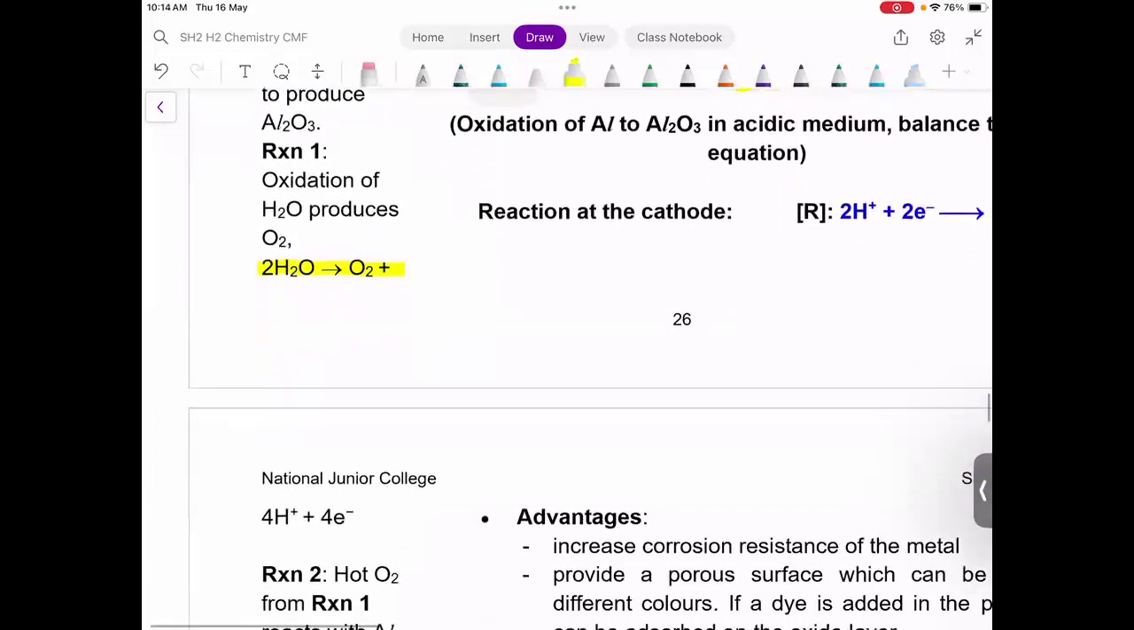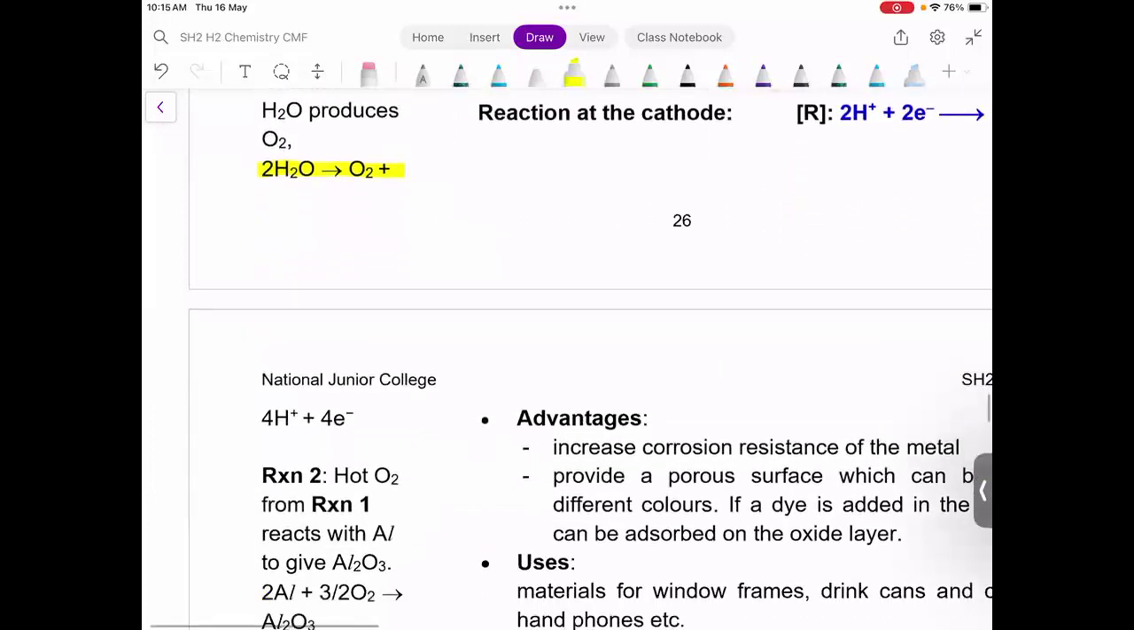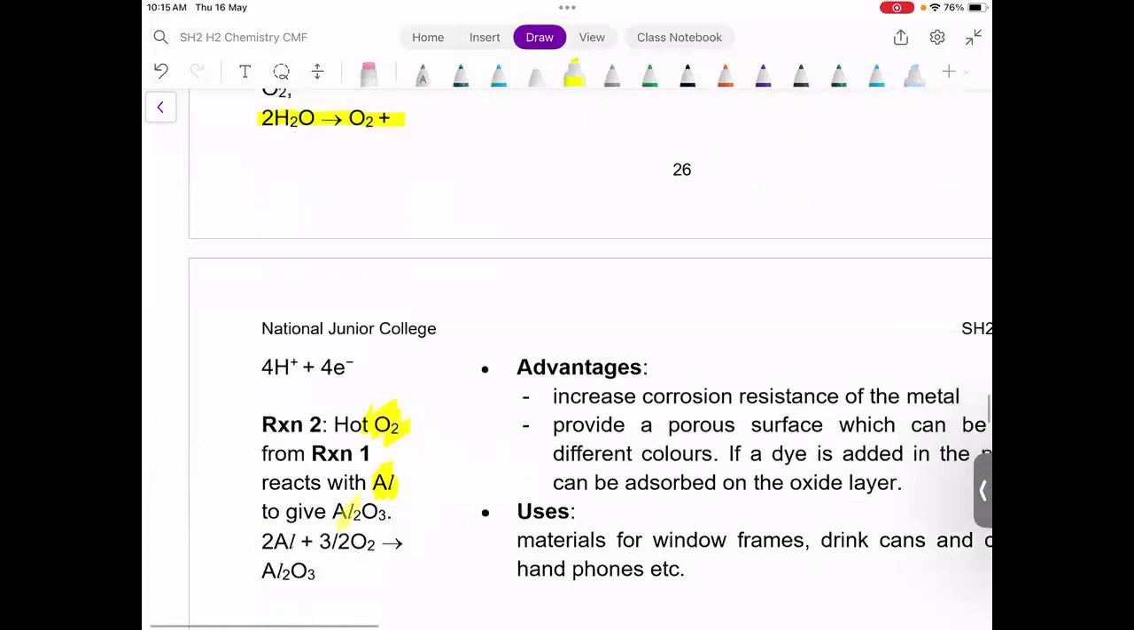Okay, so that's reaction number 1. Then reaction number 2 is the oxygen reacts with the aluminium metal to form the aluminium oxide. So that is the protective layer. Okay, so what is shown at the anode reaction is the overall reaction already. But do recognize that it's a combination of 2 reactions.